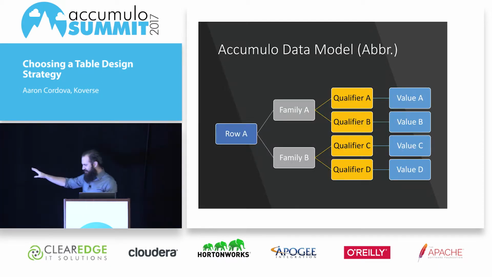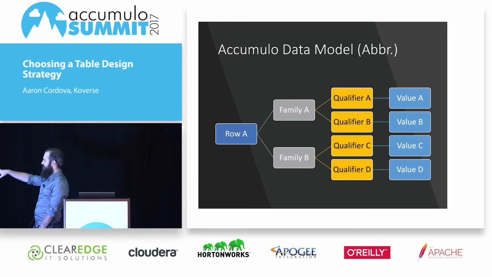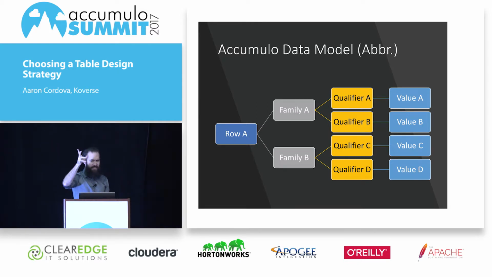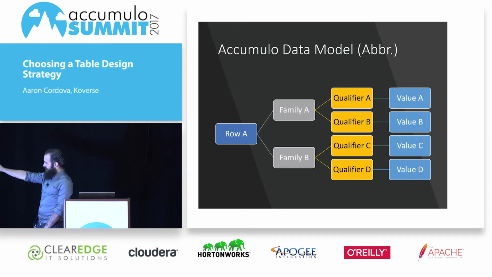So this Accumulo data model looks like this. A table consists of many rows. Each row can have many column families. Each column family can have many qualifiers. And then, glossing over column visibility and timestamp, a simple way of thinking of this is that each unique row, family, and qualifier has one value.